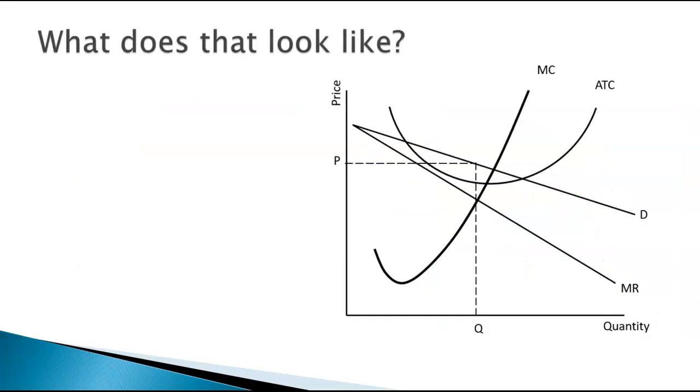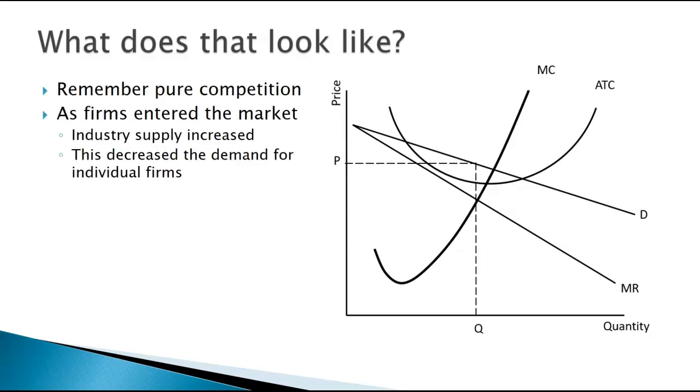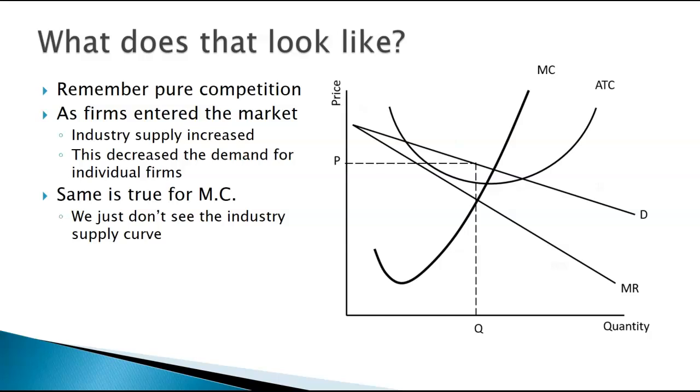Why does this occur? Well, here we have a graph where they are producing at a profit. So in pure competition, we saw that there's profit, so firms entered into this market. As firms enter into this market, that increased the supply for the market industry. That then decreased the demand for the individual firms because there's more competitors. So even though we don't have the industry graph, the same thing happens. More firms are going to enter this market. That's going to decrease the demand for this one firm. It's going to keep decreasing until they end up breaking even.